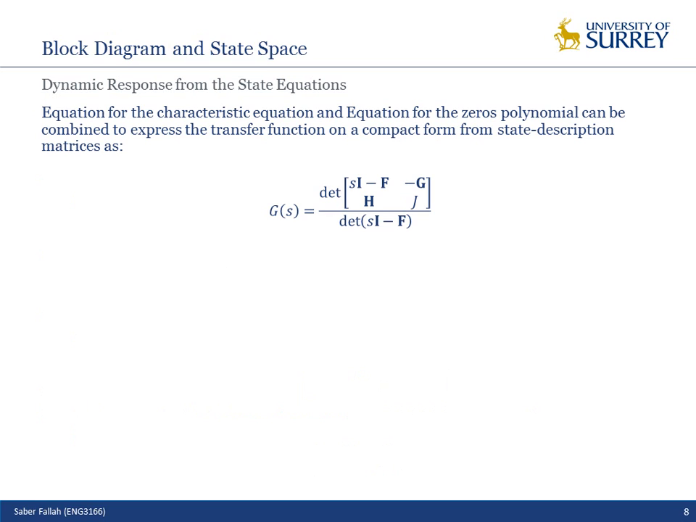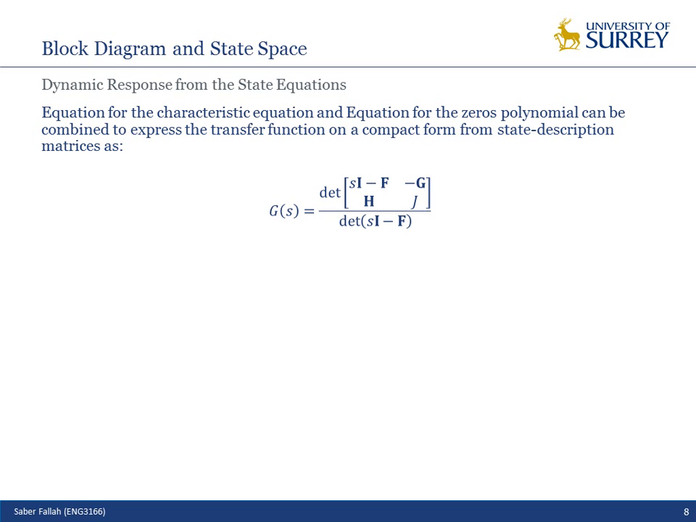So look, I can find the transfer function from the system matrices in two ways. One, from the determinant for the zeros: the determinant of this one gives me the zeros of the system, and the determinant of this one gives me the characteristic equation of the system. So this one over this one gives me the transfer function, or I can use G(s) equals H(sI minus F) inverse G plus J.